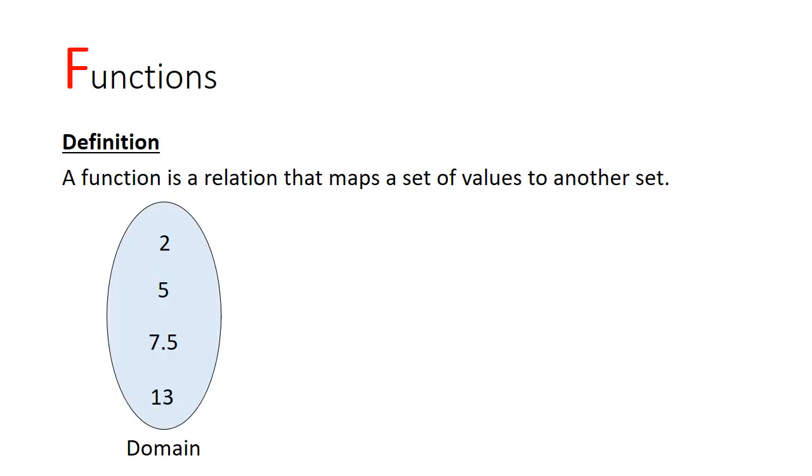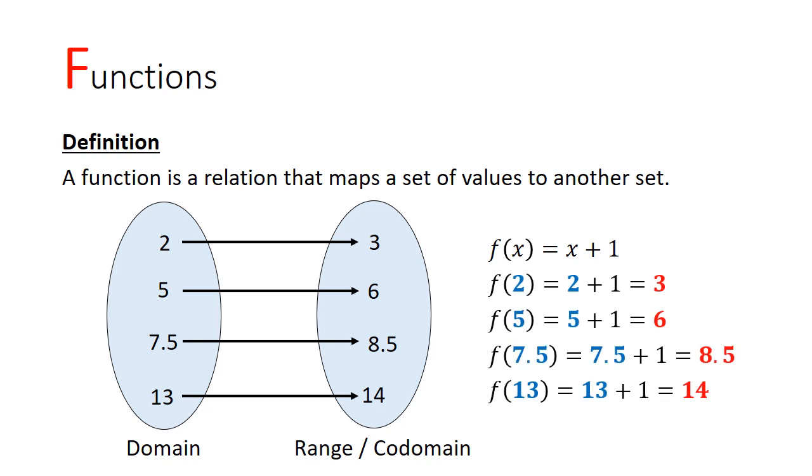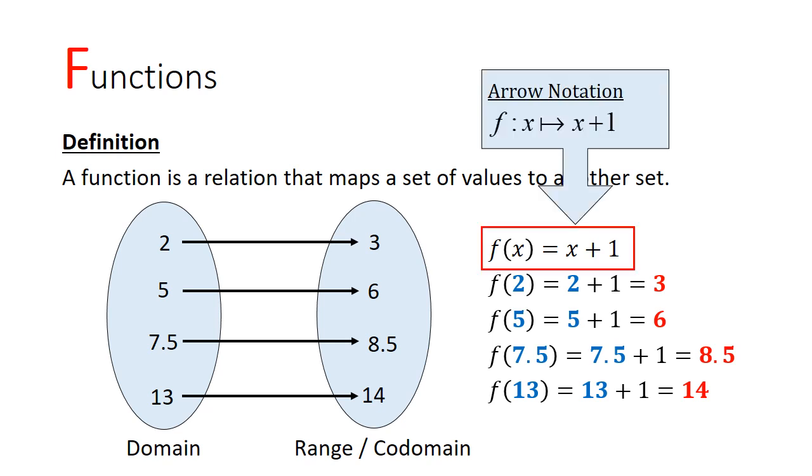A function is a relationship that maps a set of input values known as the domain to a set of output values known as the range or the codomain. For example, let's take a simple function like f of x equals x plus 1. This adds 1 to any input value. This function will map the input value of 2 to 3, so we can write f of 2 equals 3, and so on. An alternative notation is this arrow notation, which is basically the same thing.